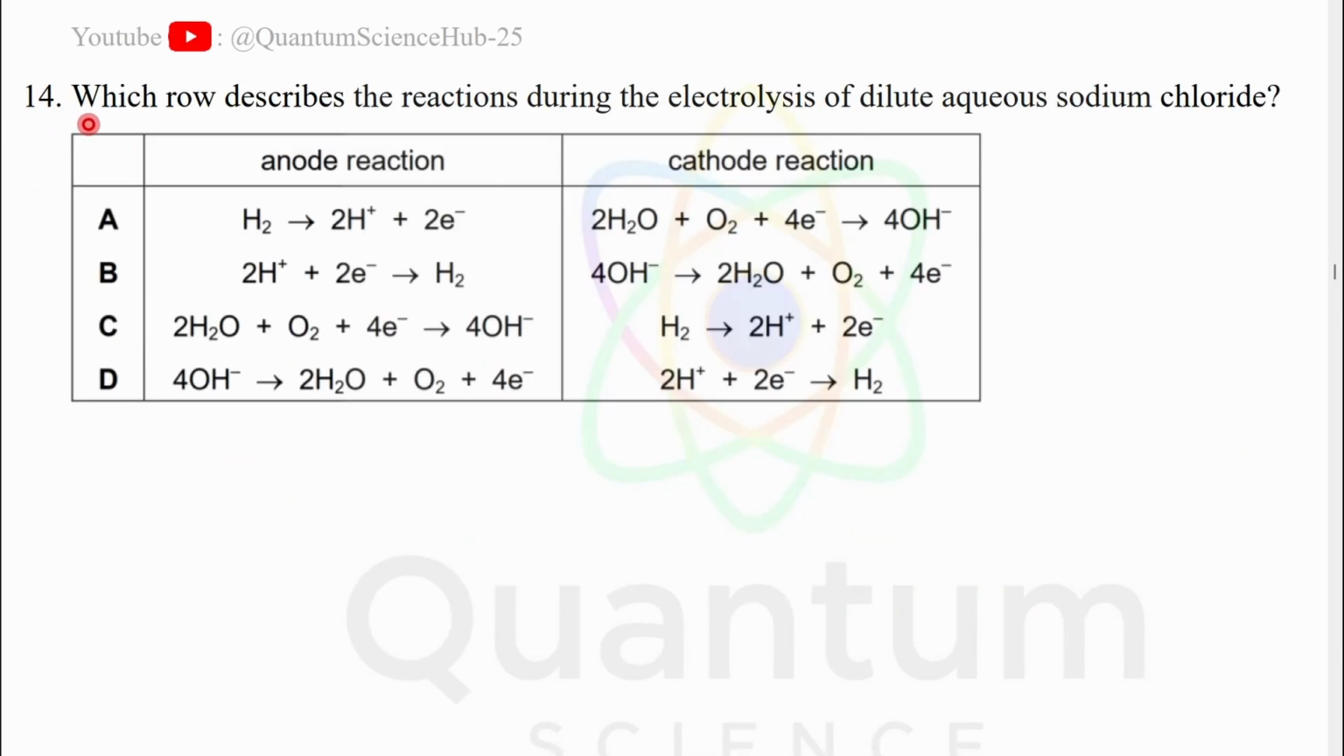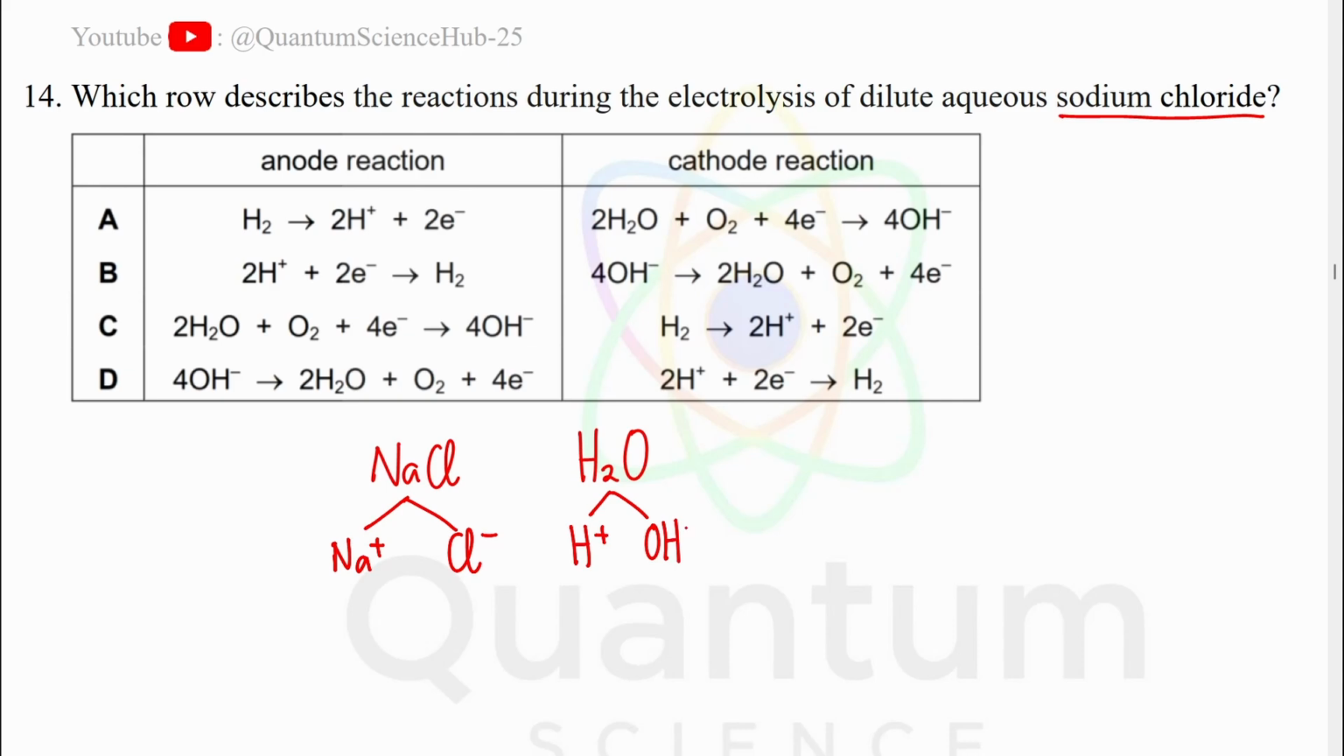Next, question 14. Which row describes the reaction during the electrolysis of dilute aqueous sodium chloride? Okay, so sodium chloride, NaCl, right? From the water is H2O. So the ions here are Na+ and Cl-. From the water, it is always H+ and OH-. So the anode is the positive electrode while the cathode is the negative electrode.